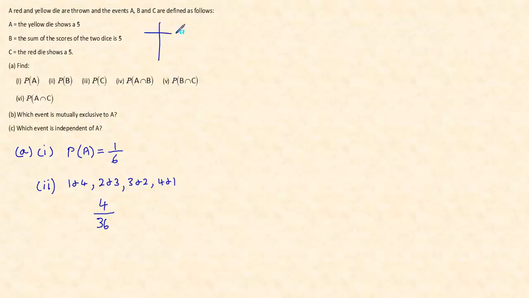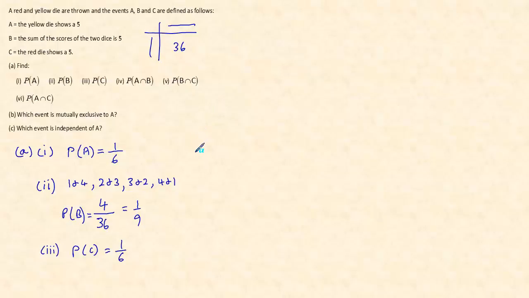There's 36 possible combinations of the two dice. Think about a grid. We've got 1 to 6 here, 1 to 6 here, so we'll end up with 36 things in here. So that's 1/9. That's the probability of B. And then C is the red die shows a 5. So the probability of C is just going to be symmetrical to A, so that's going to be 1/6.